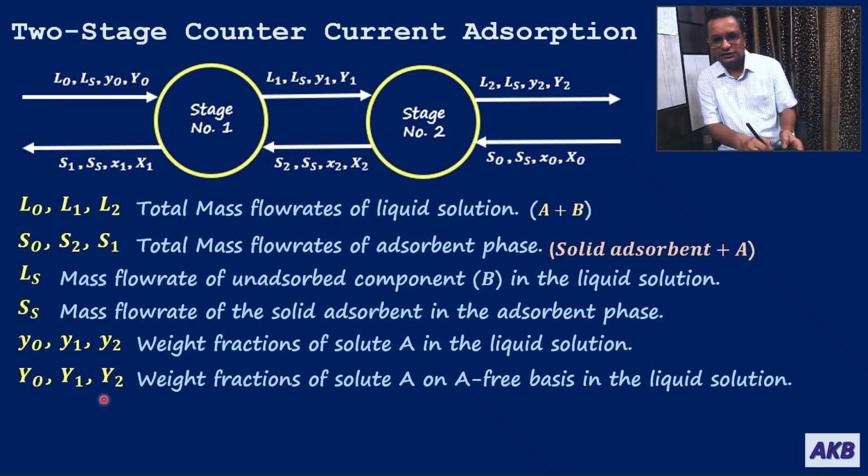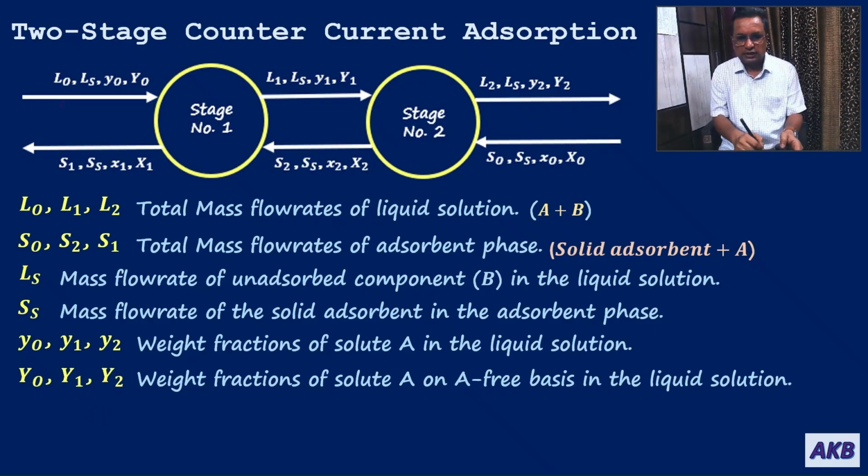I have discussed this in my earlier videos. If you have not yet seen those videos, please watch them. Let me just tell you, in this case, capital Y is related to small y by this equation. Capital Y is small y upon 1 minus small y. How we get this relation, I have discussed in my earlier videos.